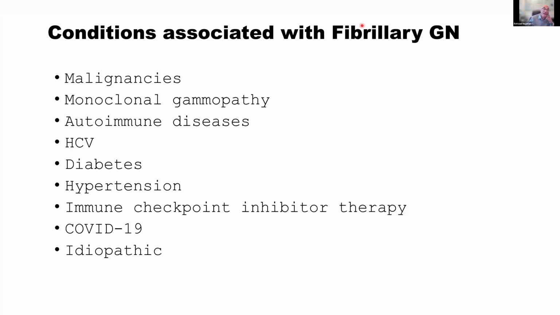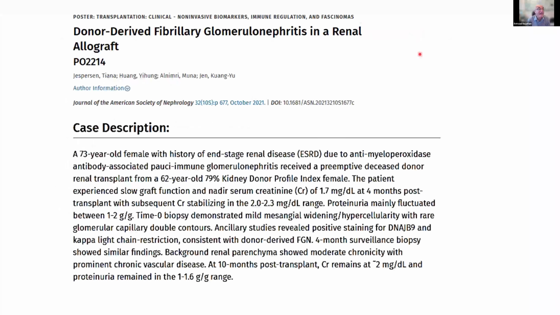Well, we don't have all information about the donor, but looking at the conditions associated with fibrillary GN: malignancies, monoclonal gammopathy, autoimmune diseases, hepatitis C, diabetes, hypertension. Immune checkpoint inhibitor therapy rarely, there have been rare reports. Even COVID-19 has been reported. And they could be idiopathic. In this case, we had hepatitis C, and the patient was diabetic as well. I assume hypertensive too. So multiple risk factors for having fibrillary GN. So at this point, we believe that is in fact the most likely scenario that has happened.